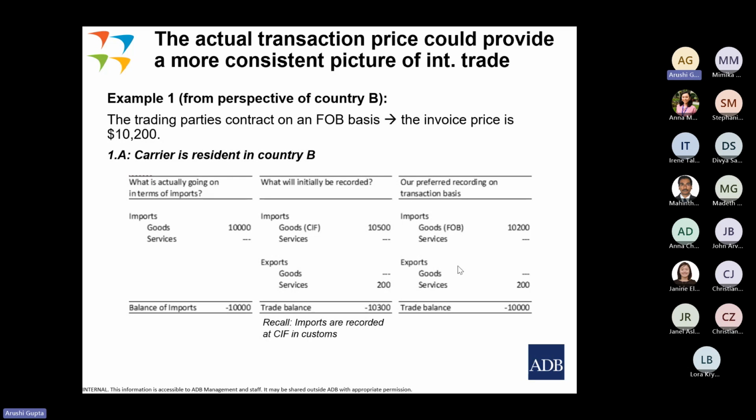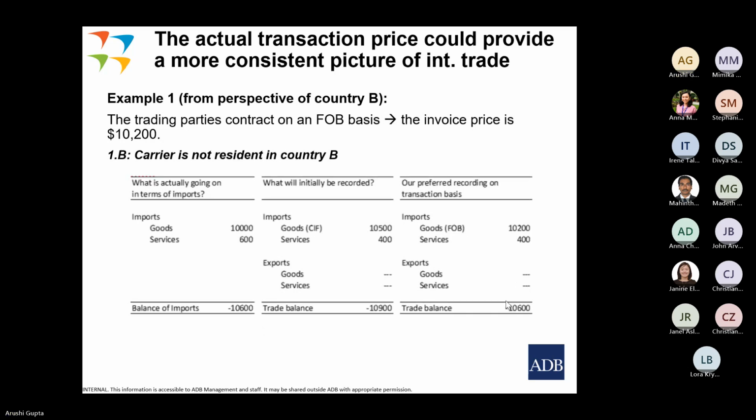To obtain a consistent balance of trade, a CIF recording would require a fictional entry of import of services of minus 300. So as reflected in the third column, the actual transaction, if we use the actual transaction, that would have provided a more consistent picture in terms of what is actually going on in terms of imports of goods and services. In the second case, we look at the scenario where trade is still happening on an FOB basis, but this time the carrier is not resident in country B.